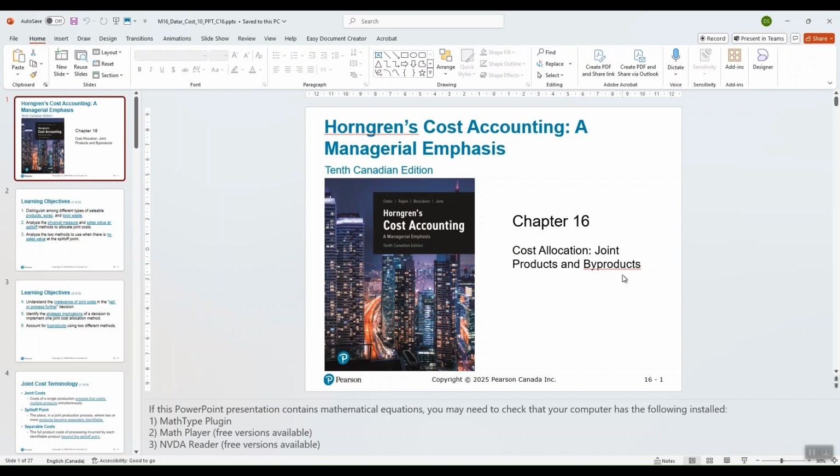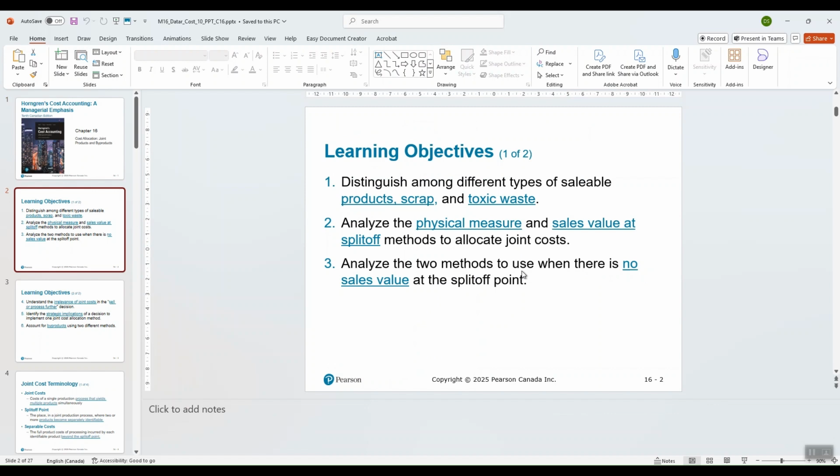In those situations, we look at what we do with the product costs which are jointly spent on the products, which are either byproducts or products that share the same cost. How do we allocate those? There are five different learning objectives that we are going to go through.